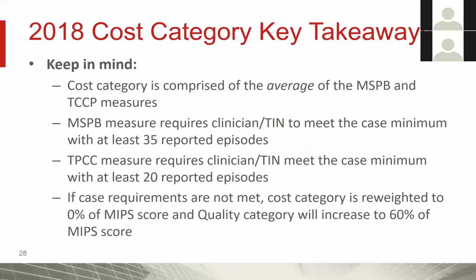MSPB measures require the clinician or tax ID to meet the case minimum with at least 35 reported episodes. And again, as a reminder, the TPCC measure will require you to meet the case minimum of at least 20 reported episodes. So those case minimum thresholds are very important. If case requirements are not met, the cost category is reweighted to 0% of your overall MIPS final score. And again, your quality category will increase to 60% of your MIPS score instead of that 50%. So your quality category weight will just go up.